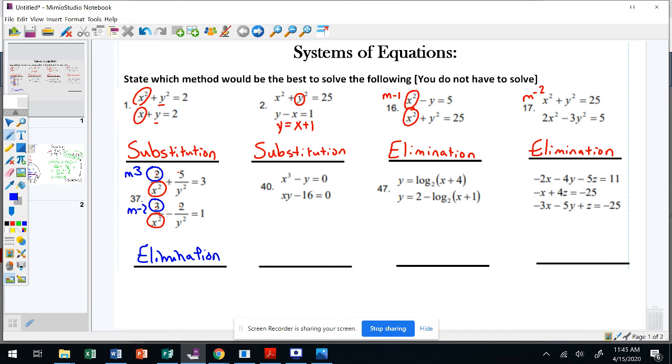Number 40, exponents are not the same. So this one's going to be a little bit more difficult. So what we need to do is solve it and use substitution. In this one, I don't want to break up this xy. That's going to get to be a little sloppy. So what I would like to do is solve the top equation for y. So I'm going to do y equals x cubed, and then I would substitute it in the second part and do that. So this one is a substitution problem.